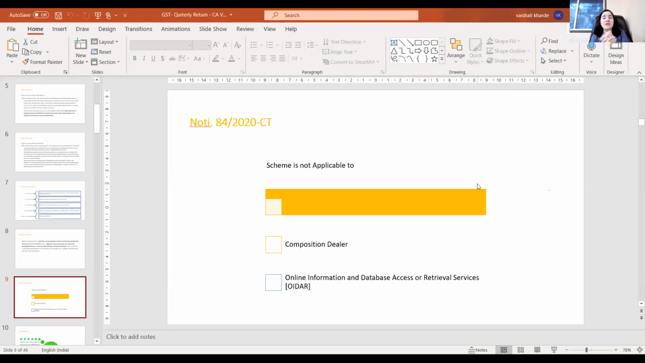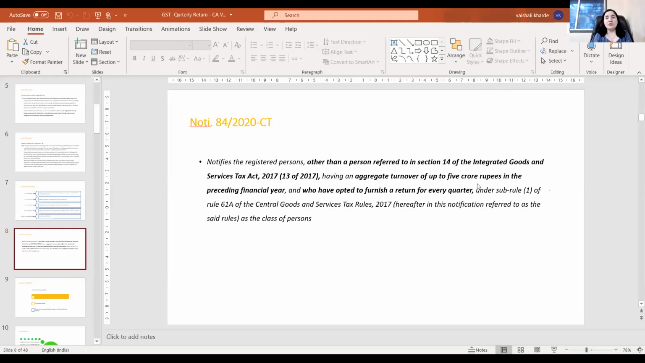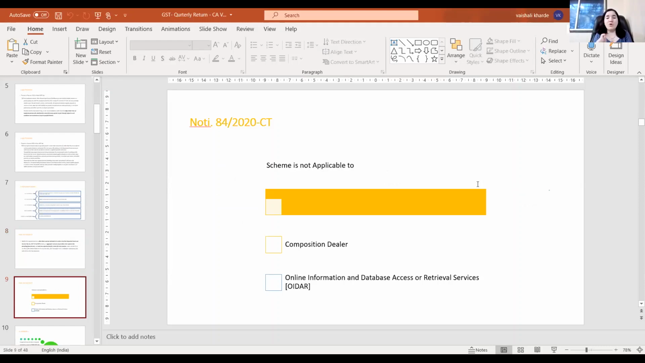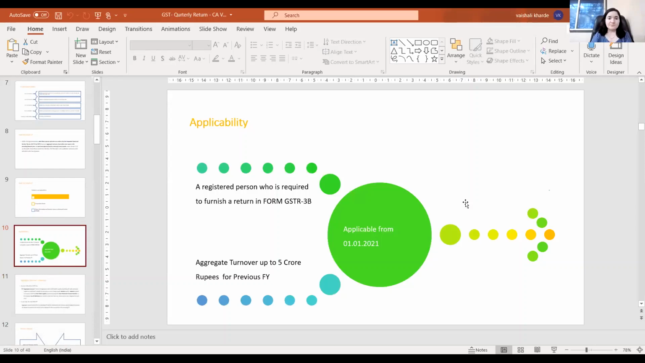Now, this scheme is not applicable to, first, the composition dealer and, second, OIDR. Why OIDR? Because they specifically excluded Section 14 of the IGST Act. A composition dealer, or one who has opted for composition, already files a quarterly return, and thus this scheme is not applicable. And OIDR, that is online information database access and retrieval services, the scheme is not applicable to them. So these are the two exclusions of the scheme.